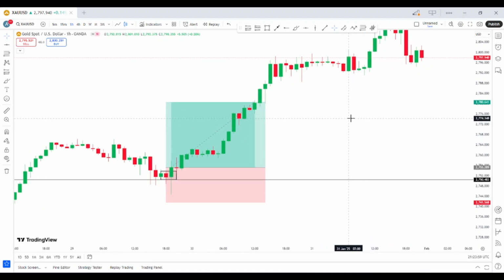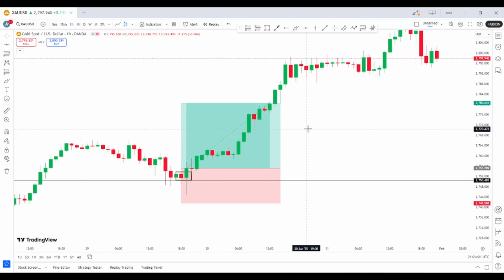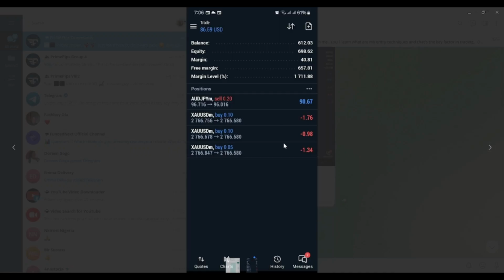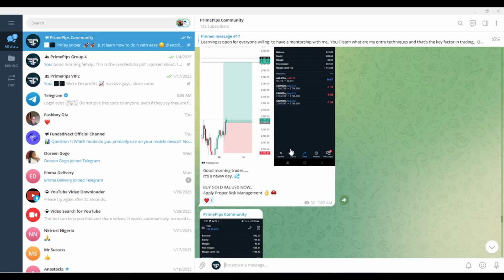This was actually a good trade that we took. That was last Wednesday, and this trade went into our direction. This trade was sent to Telegram people, and this was the signal, and this was my trade entry, and this was price going into my direction.